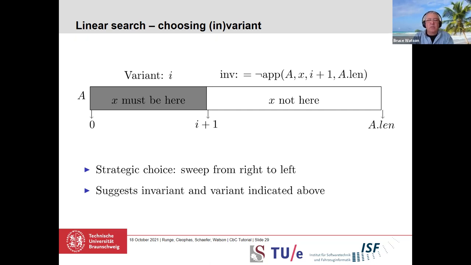So we're being very explicit here that from i plus one up to the end of the array, we know that x doesn't appear. And of course, one of the tricks that we need to play here is teasing out the actual loop in such a way that we can write down the guard of the loop and then the body of the loop as well.